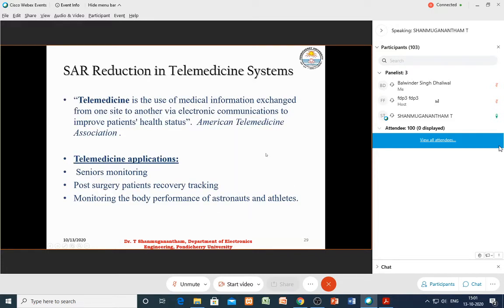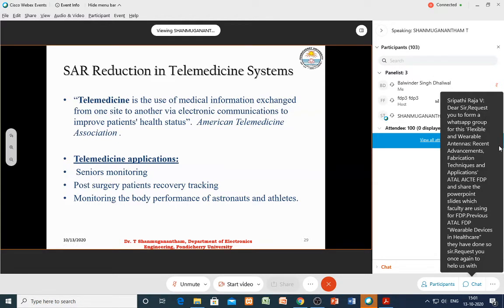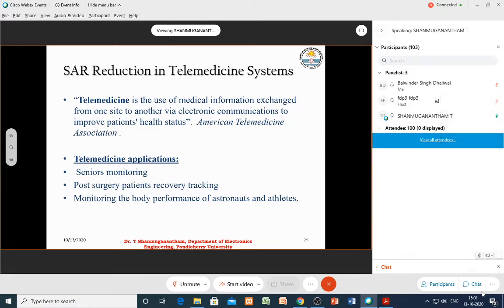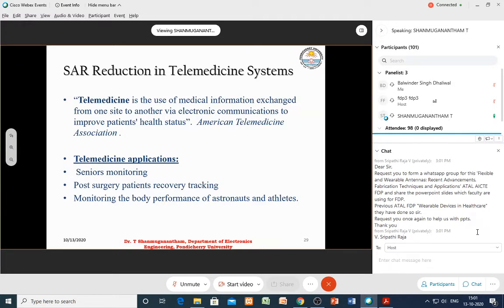And particularly the main parameter to be considered is the specific absorption rate, which should be reduced. That is the main challenge of this wireless body area network, particularly for the biomedical applications. Nowadays mobile phones are not at all following the ICNIRP guidelines. As per ICNIRP guidelines, the SAR value is 1.6 watts per kilogram over 1 gram of tissue, but it is not maintained properly. So while designing the antenna, particularly for biomedical applications, we have to very carefully check the SAR parameter.